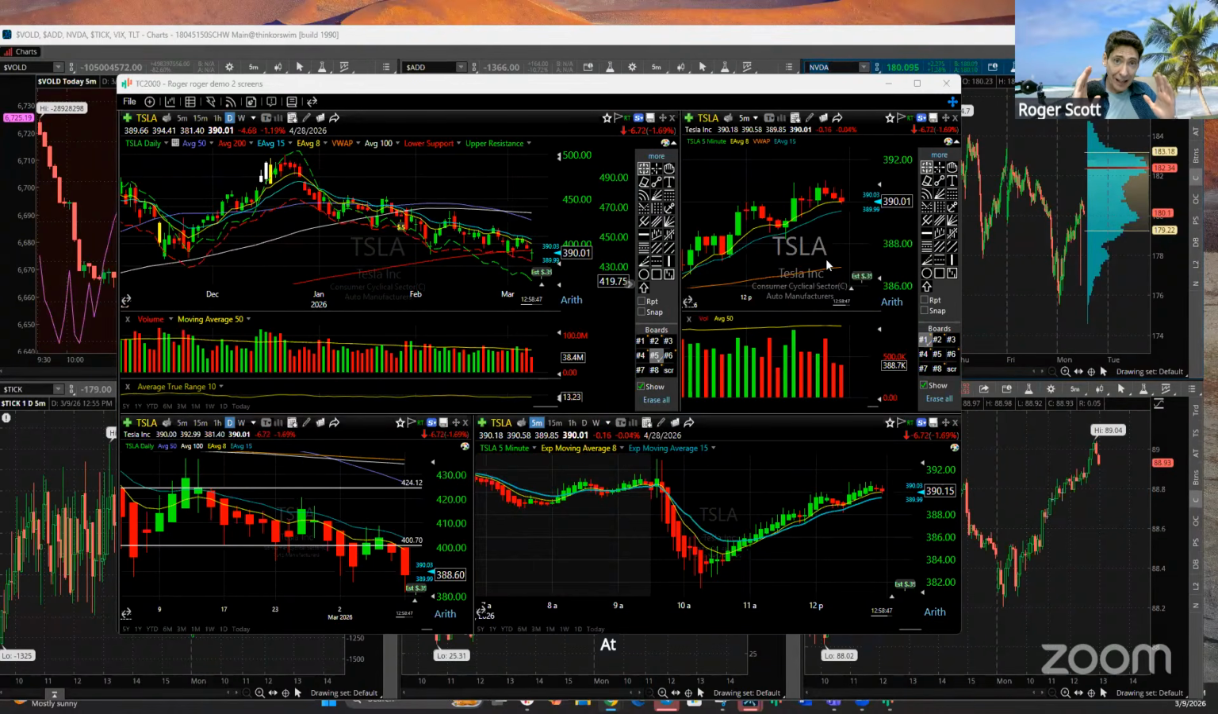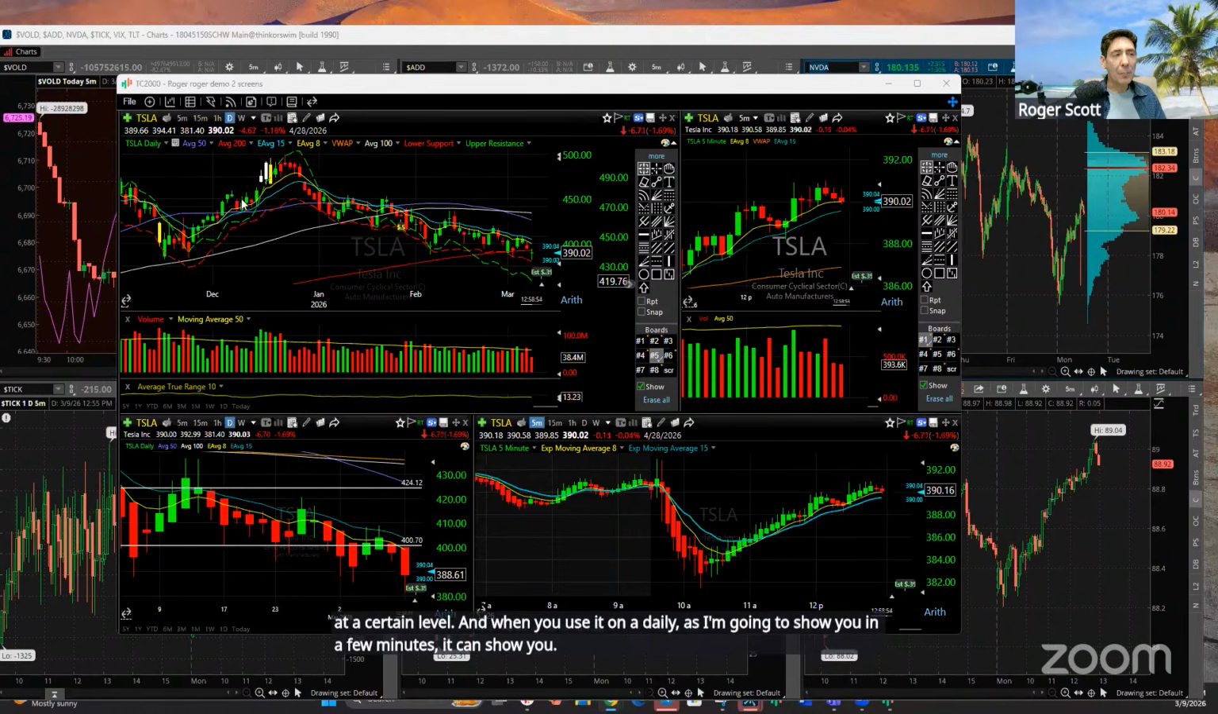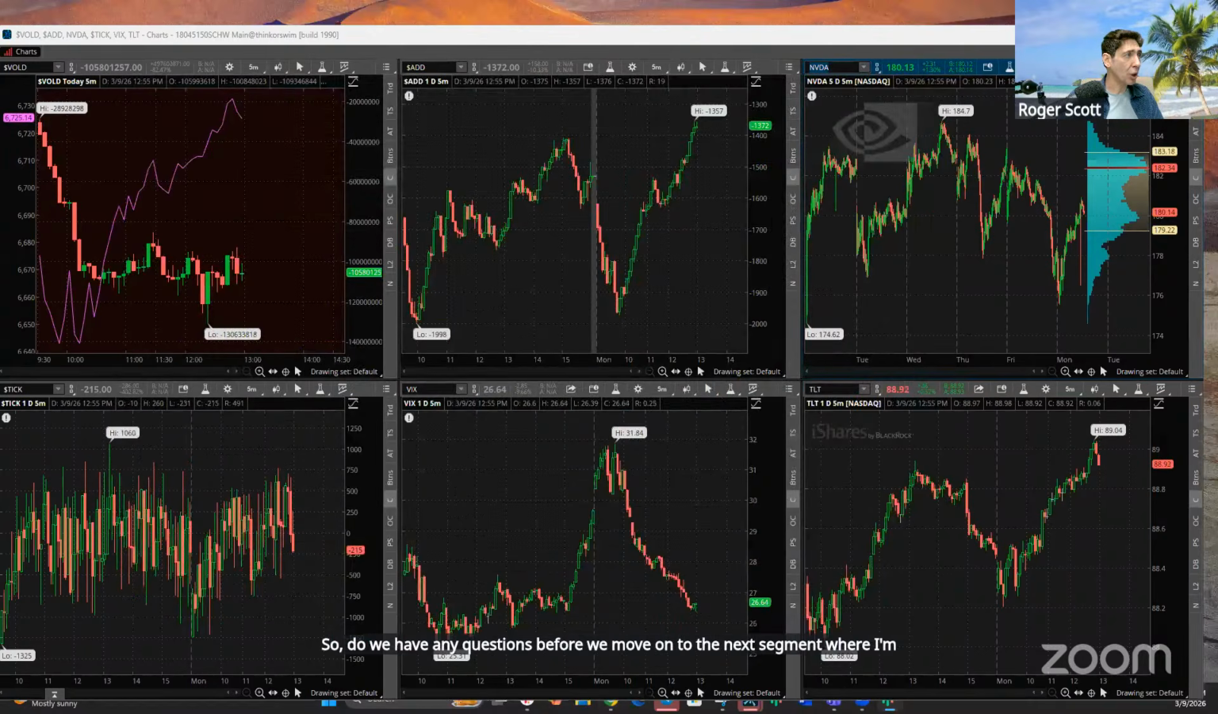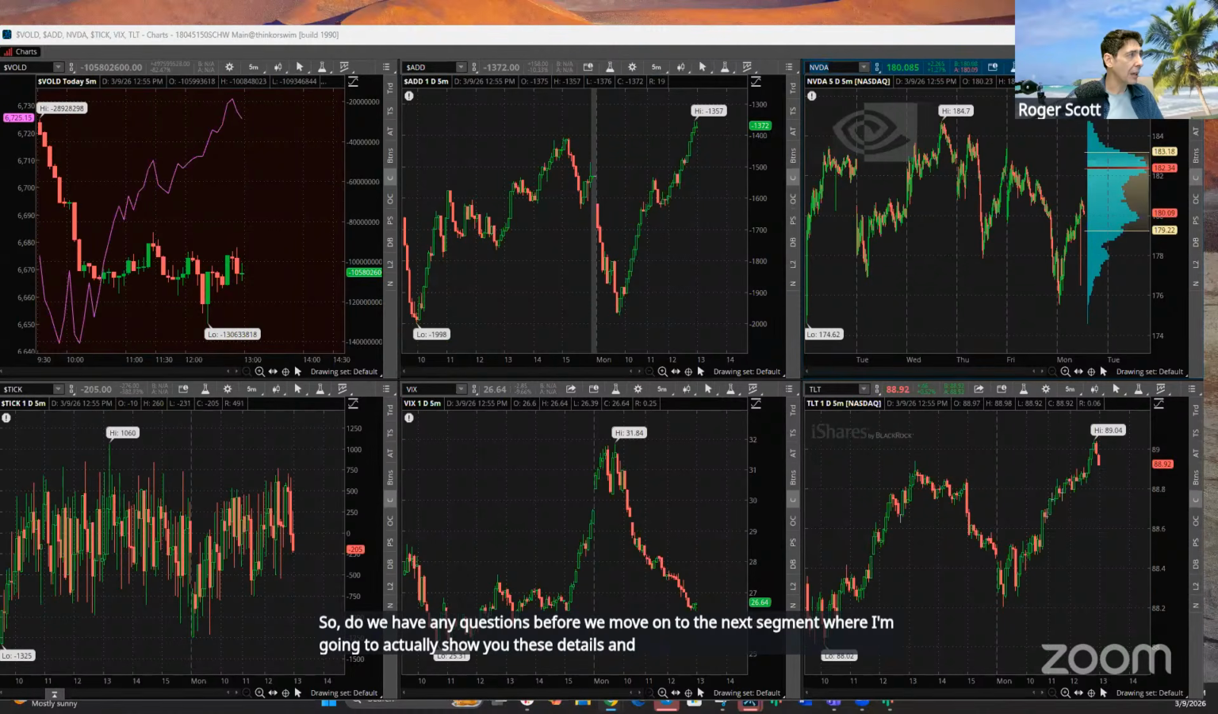So my point is this tool actually tells you what a fair value of an asset is at a certain level. And when you use it on a daily, as I'm going to show you in a few minutes, it can show you if the buyers or sellers are in control. Okay? So do we have any questions before we move on to the next segment where I'm going to actually show you these details and give you everything in a very, very cohesive way?